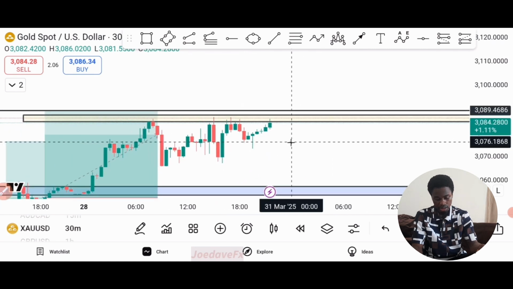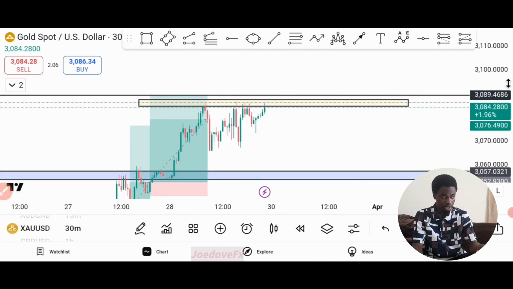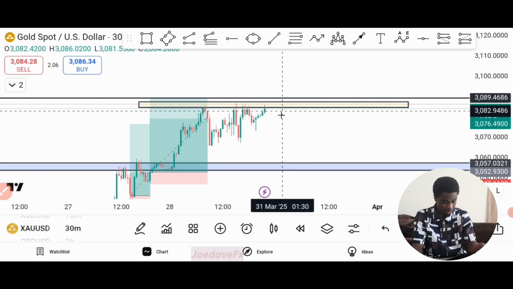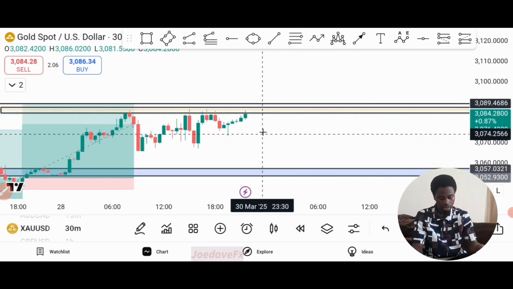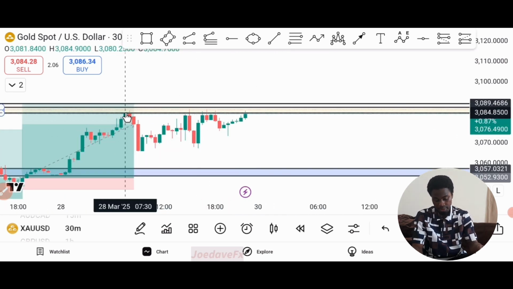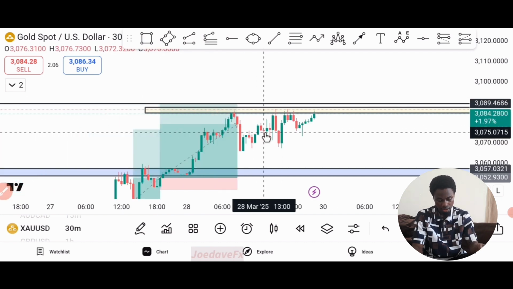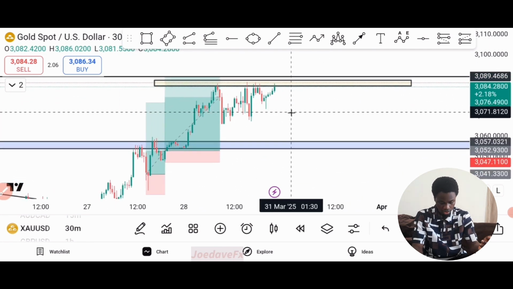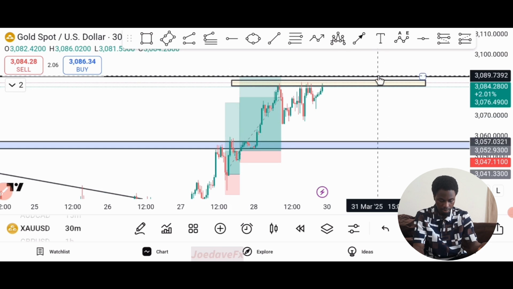So what you want to do on the 30 minutes time frame is, if gold is not able to break this level, and you can see any reversal. Now this is like 1, 2, 3, 4. I believe it's going to break it, but if gold can't break it, you can see I also have that black line there.